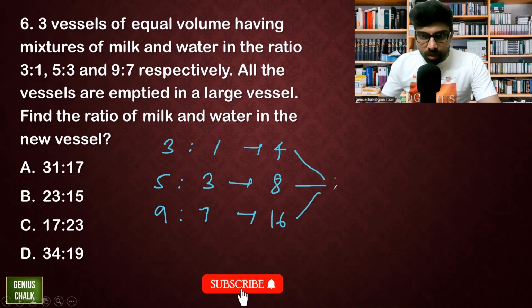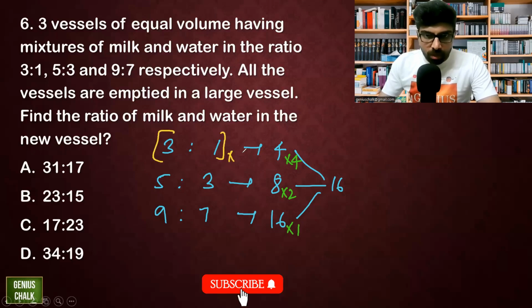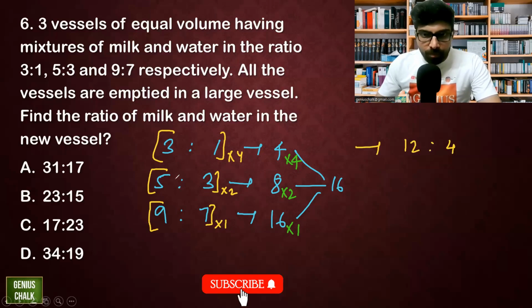So what is the LCM? 16 is the LCM. If 16 is the LCM, this number to be multiplied by 4, this has to be by 2, this is by 1. So these numbers to be multiplied by 4, these numbers to be multiplied by 2, these numbers to be multiplied by 1. Now 3 4s are 12, 4 1s are 4, then 5 2s are 10, and 3 2s are 6, 9 1s are 9, 7 1s are 7.